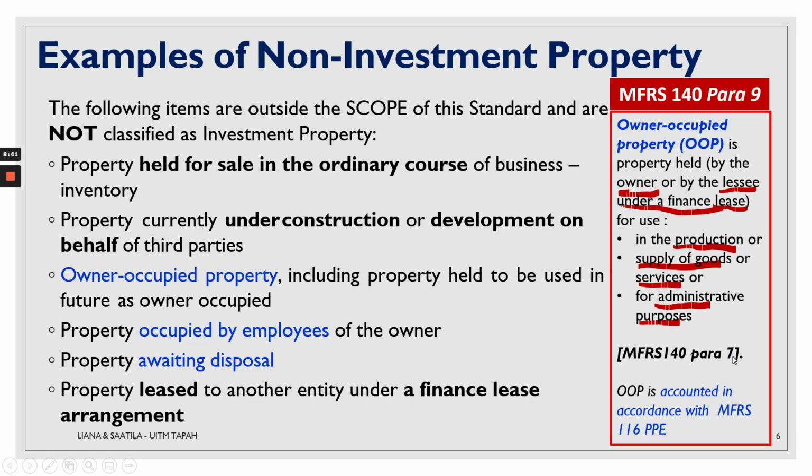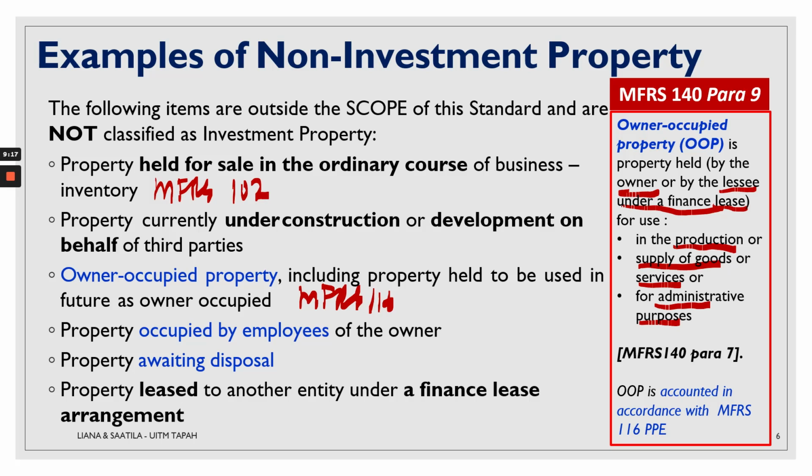Therefore, that is under paragraph 7. Sorry, that was not paragraph 8, the paragraph 9, paragraph 7, because paragraph 9 refers to the examples of non-investment property. It is paragraph 7 that refers to the owner-occupied property. So if it's an owner-occupied property, it is not an investment property, and owner-occupied property is actually under MFRS 116. So this is also not an IP, but this is under MFRS 102.